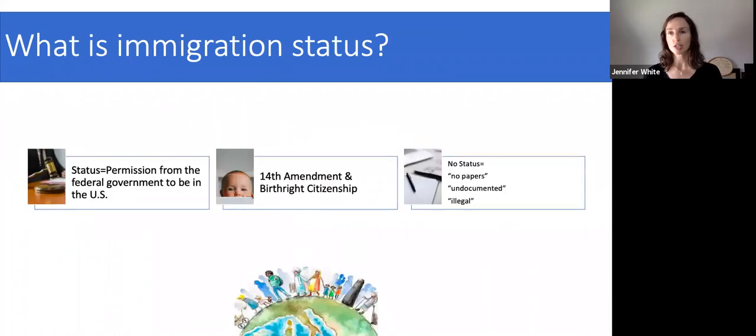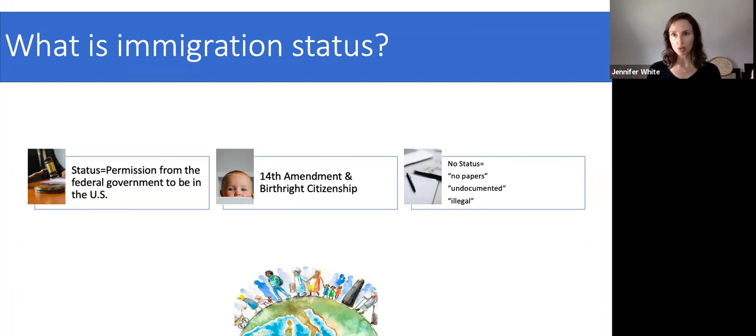So what is immigration status? This is a question I'm asked a lot, and I think the reason is that there's a lot of weird terminology in immigration in terms of what you hear on the news, what people talk about, what advocates say. And so I want to break down for you the way the law is actually applied. I use the word status, and advocates in general, lawyers specifically, tend to use the word status to mean that the individual has permission from the US government to be present in the US.